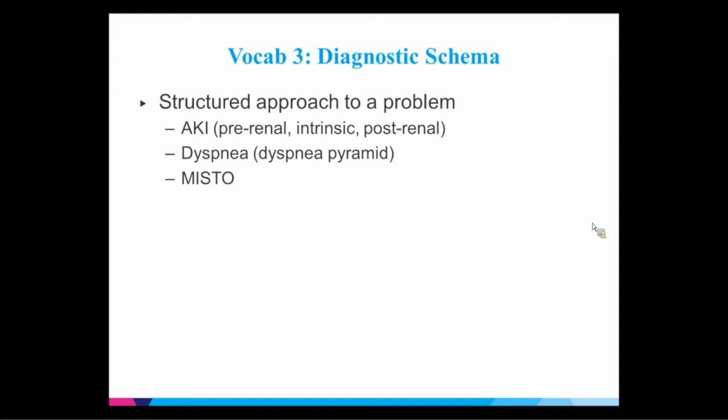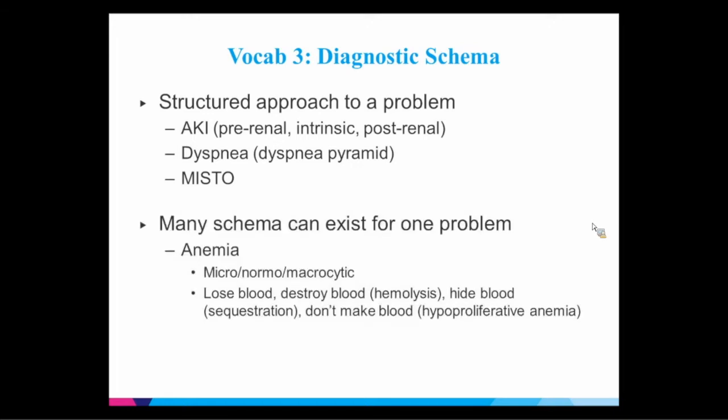And so for diagnostic schema, this is, what is your structured approach to a problem? In this book, Teaching in the Hospital, he has a whole section, and it's essentially just diagnostic schema for common presentations in hospital medicine. So looking at AKI, we say this all the time, is it pre-renal, intrinsic, or post-renal? Looking at dyspnea, things like the dyspnea pyramid are advanced diagnostic schema. And then MISTO is one I use for altered mental status. And acronyms are just things to help you not forget different possible diagnoses. And remember that many schema can exist for one problem.